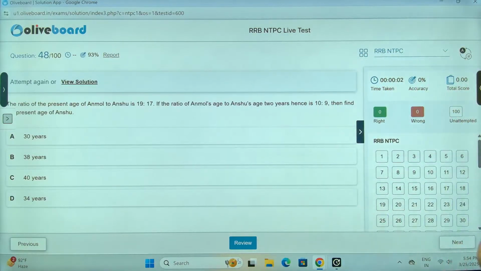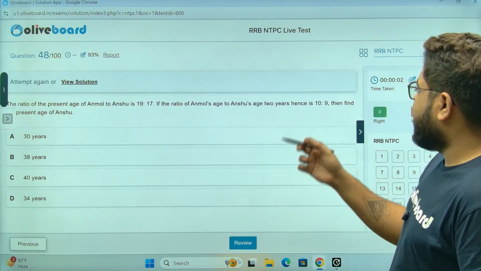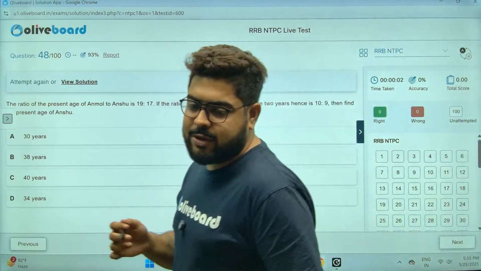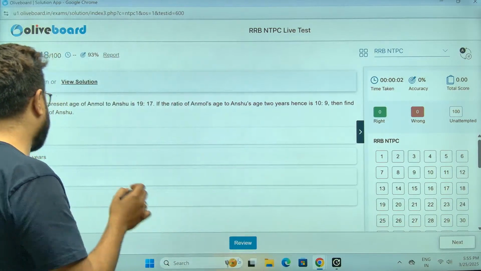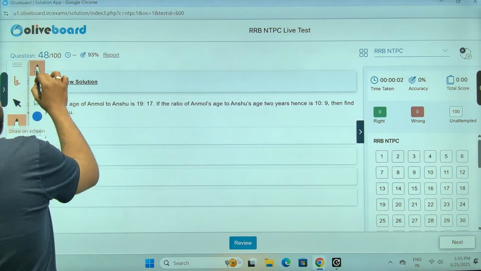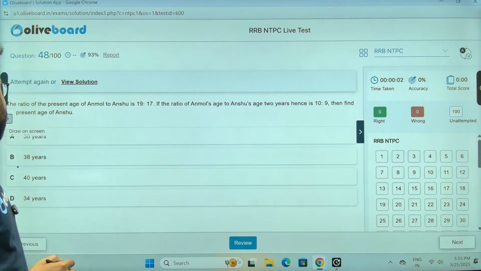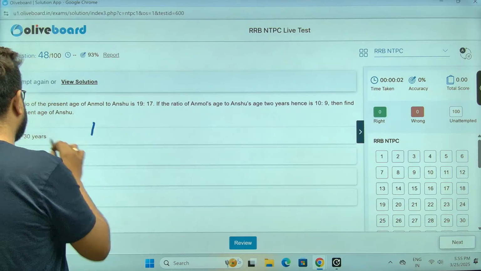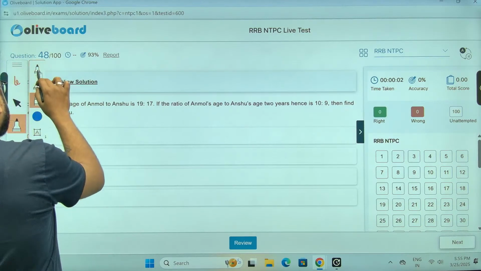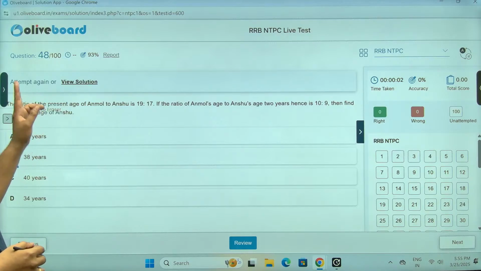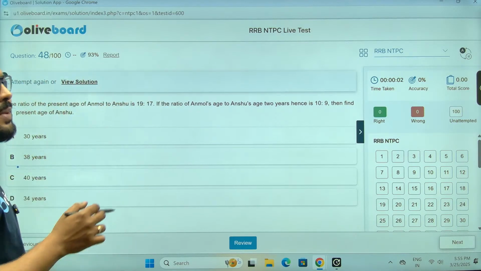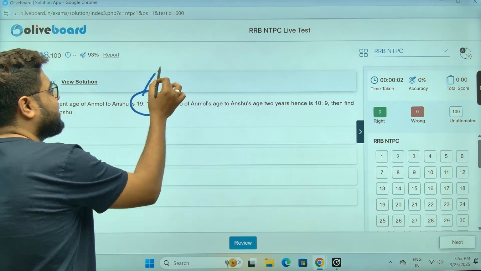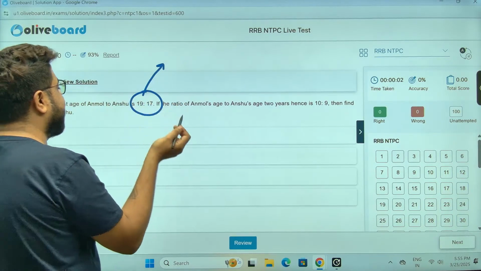So next one. Present ages are in the ratio 19:17. Age of Anshu 2 years hence. It's a very simple question. There are actually 2 ways to go. You can do the same question 2 ways. One is cross multiplication, another is the normal method. And in age questions, I don't really think you should try anything else.